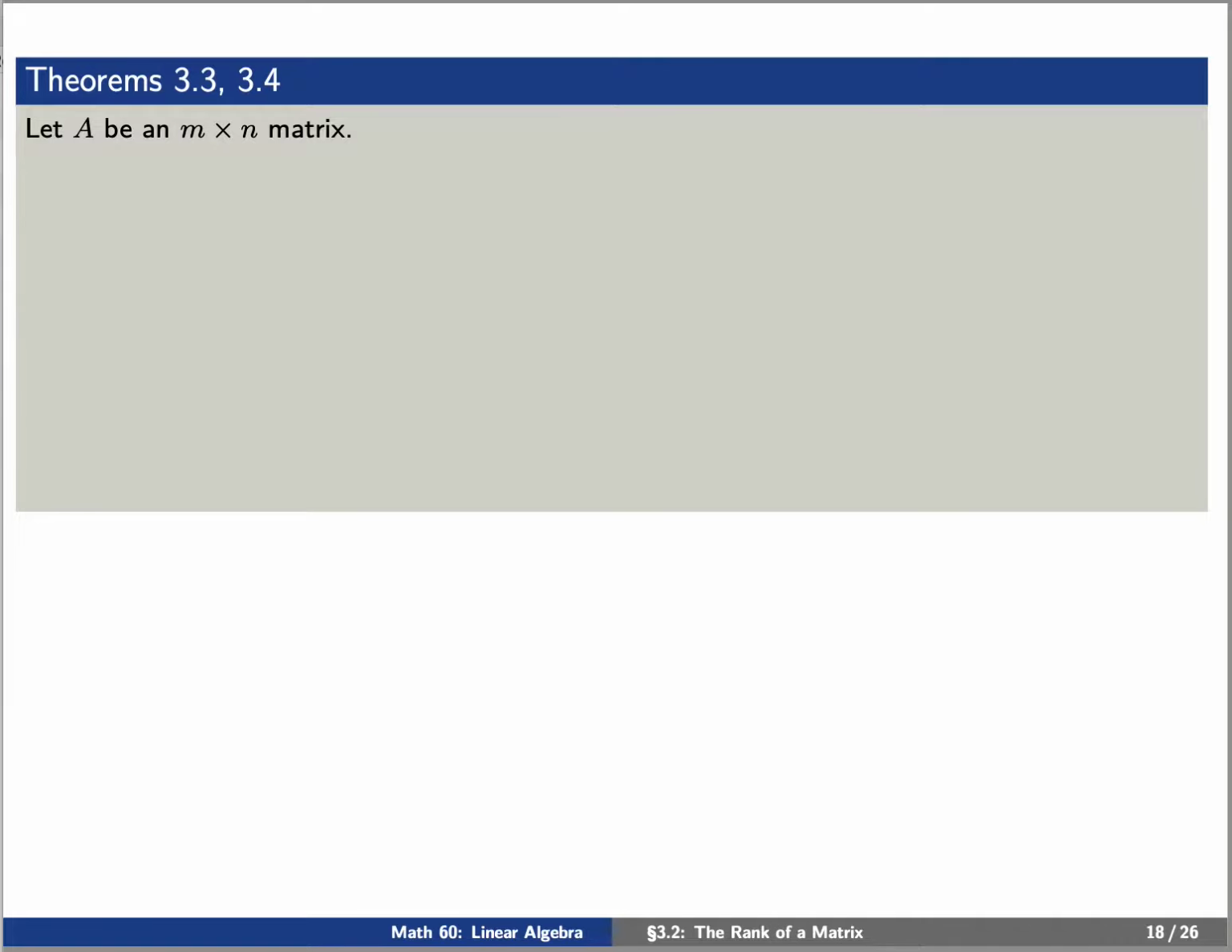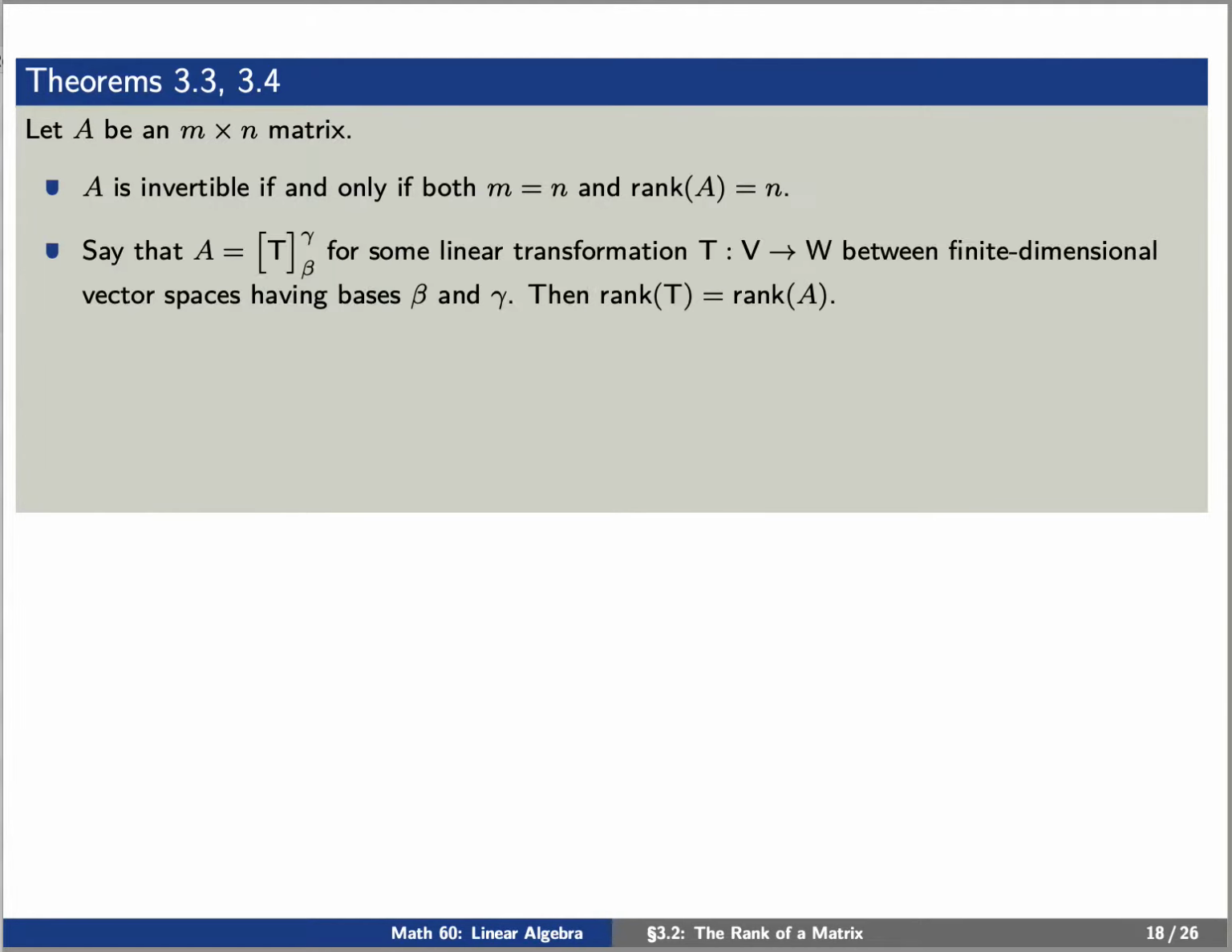Let's say that A is an m by n matrix. Then A is invertible if and only if both m equals n and the rank of A equals n. Say that A is the matrix representation for some linear transformation T. Then the rank of T equals the rank of A.